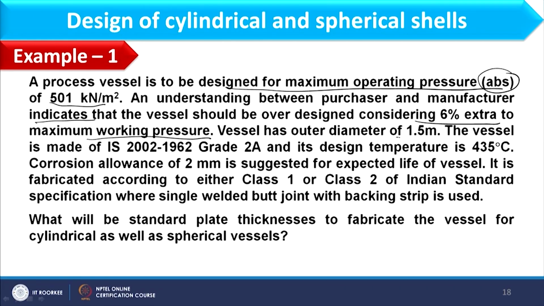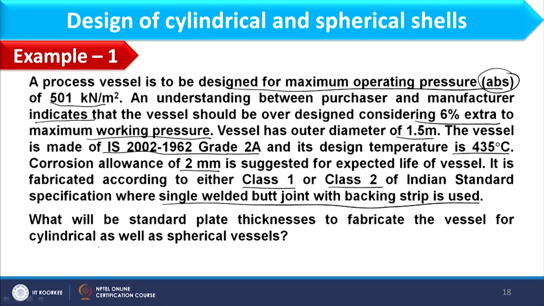So, vessel has outer diameter of 1.5 meter. It is made up of the material IS 2002-1962 grade 2A, and its design temperature is 435. Corrosion allowance of 2 mm is given. Now, here we need to design the vessel for class 1 or class 2 of Indian standard specification, where single welded butt joint with backing strip is used. So, this information is given to extract the value of J for class 1 as well as for class 2.